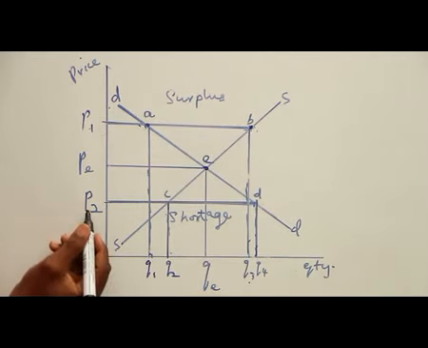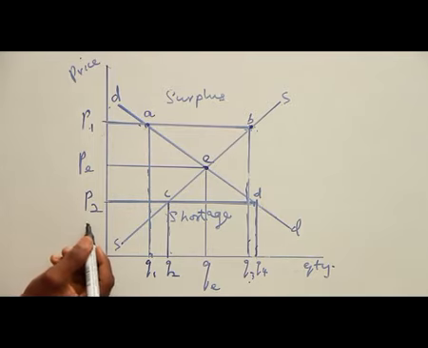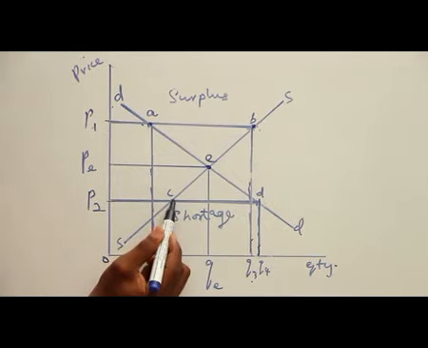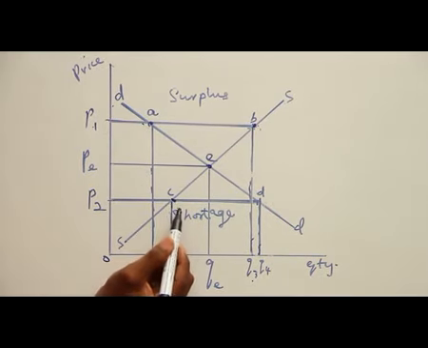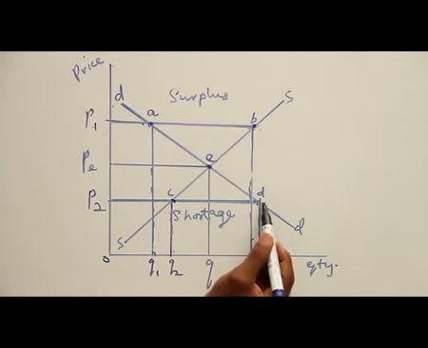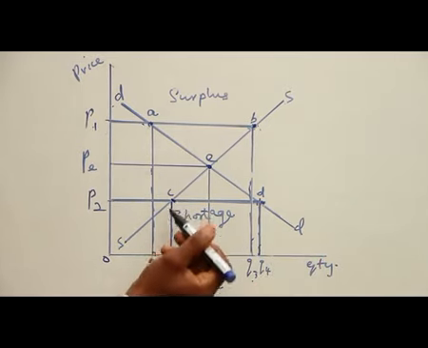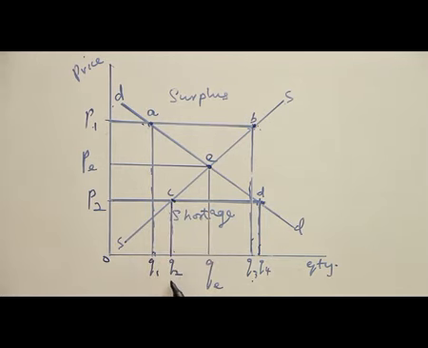Below the equilibrium price, we have P2. When you look at P2, we can see on the supply curve, we have point C, and on the demand curve, we have point D. Point D is telling us that consumers are willing to buy Q4, while producers are willing to supply Q2. So here we are going to have demand to be what? To be more than supply: shortage.